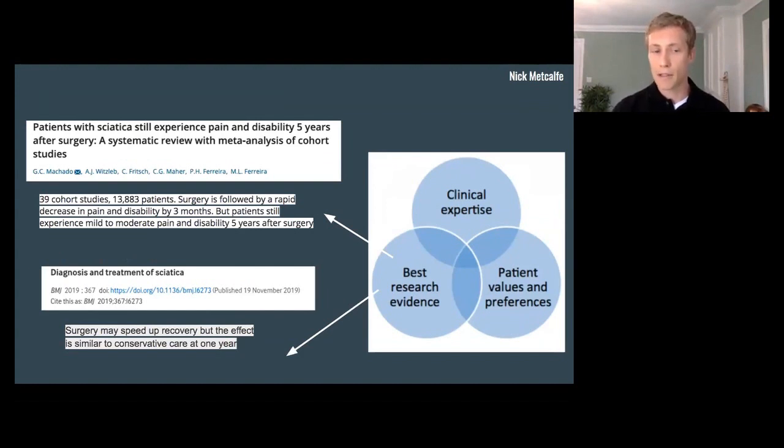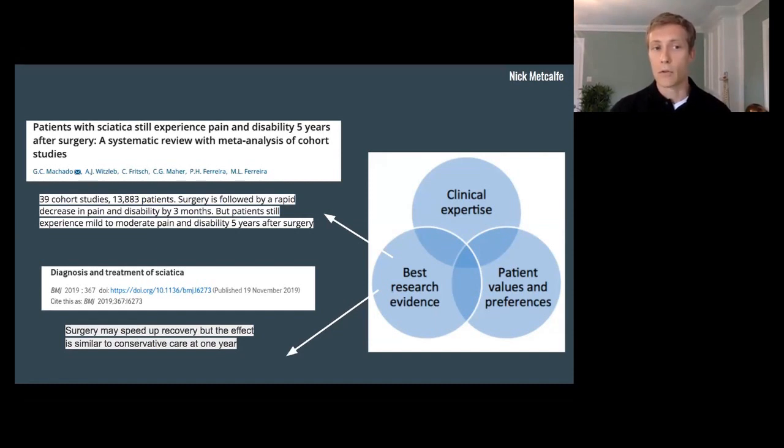Surgery. With surgery, again, high level evidence here. Surgery is followed by a rapid decrease in pain and disability by 3 months. The long-term results, in this study it's quoting 5 years, are poor. We know that with our patients in practice, we really want to avoid surgery as best we can. But with a short-term mindset, yes, it's effective. And the study at the bottom there: surgery indeed speeds up recovery, but the effect is similar by 1 year.